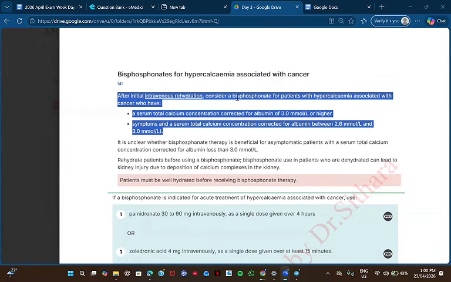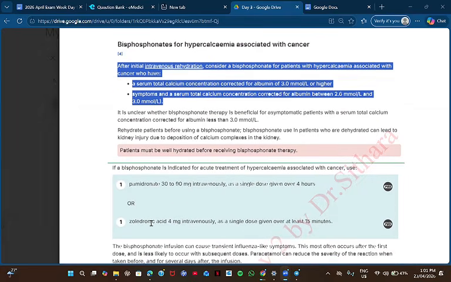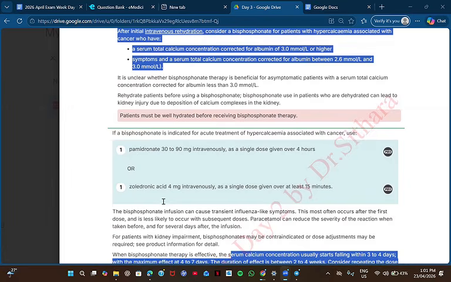After initial intravenous rehydration, consider bisphosphonate for patients with hypercalcemia associated with cancer who have a serum total calcium concentration corrected for albumin of 3 or higher, or symptoms and a serum total calcium concentration corrected for albumin between 2.6 and 3. If the calcium level is 3 or more, or symptoms are present and the calcium level is between 2.6 and 3, these are very important. Then you have to add bisphosphonates. You can use pamidronate intravenously or zoledronic acid intravenously.